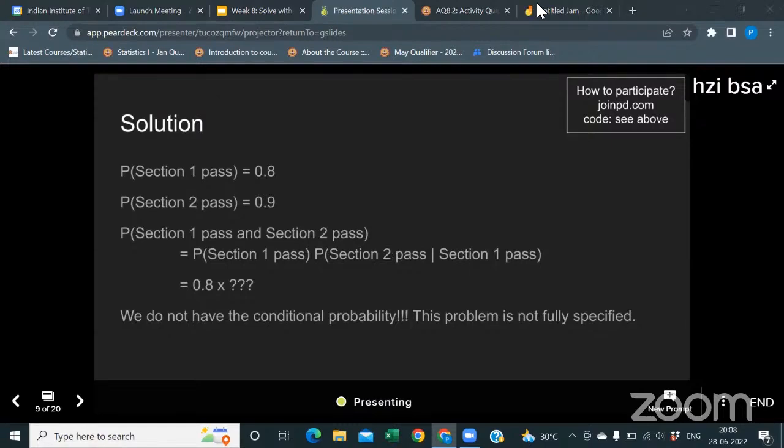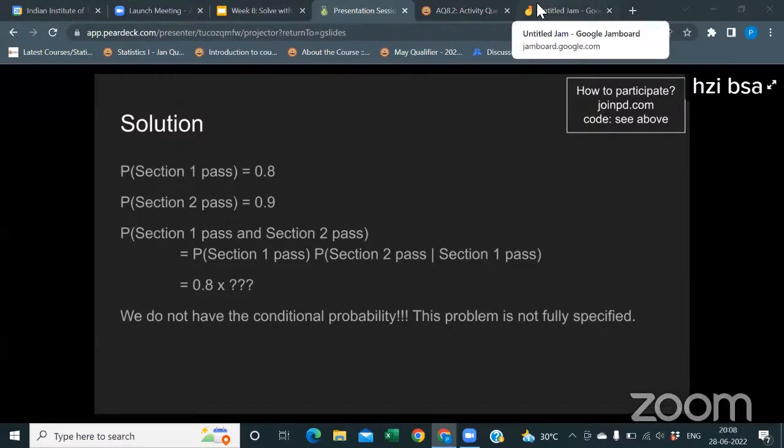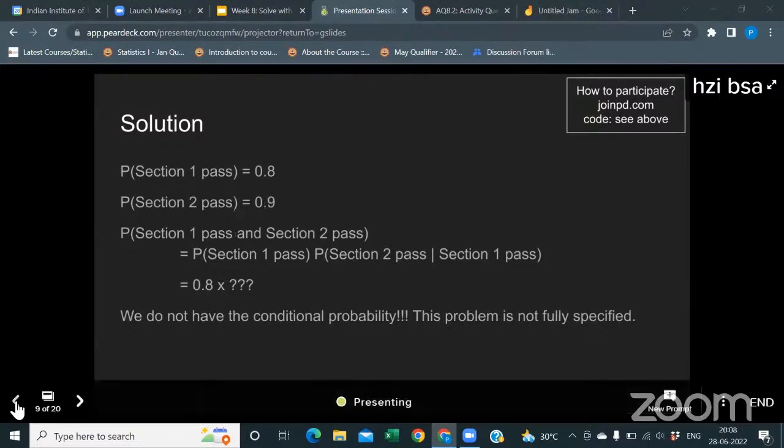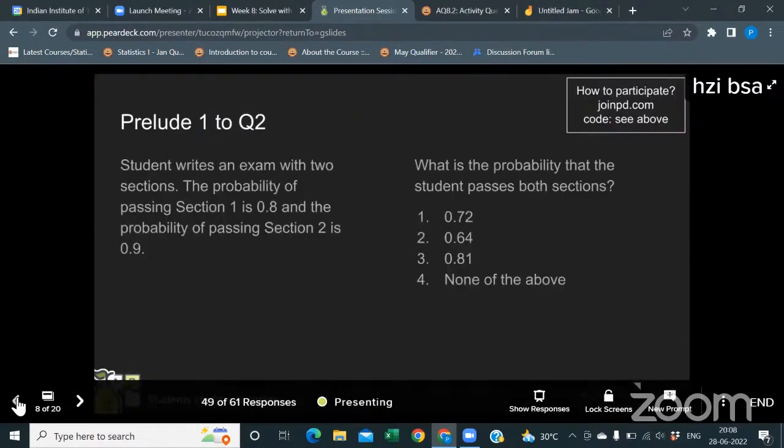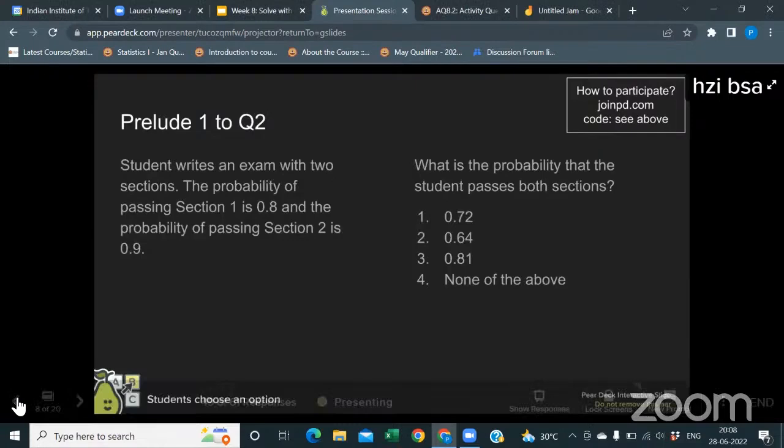Sir, I had a doubt in this question only. In the next part of this question, it was mentioned that passing section 1 and section 2 is an independent event. Sir, using this information, can we conclude that failing or not passing in section 1 and not passing in section 2 is also independent? We cannot say, na, sir. That's my question. See, here you cannot say anything about this.